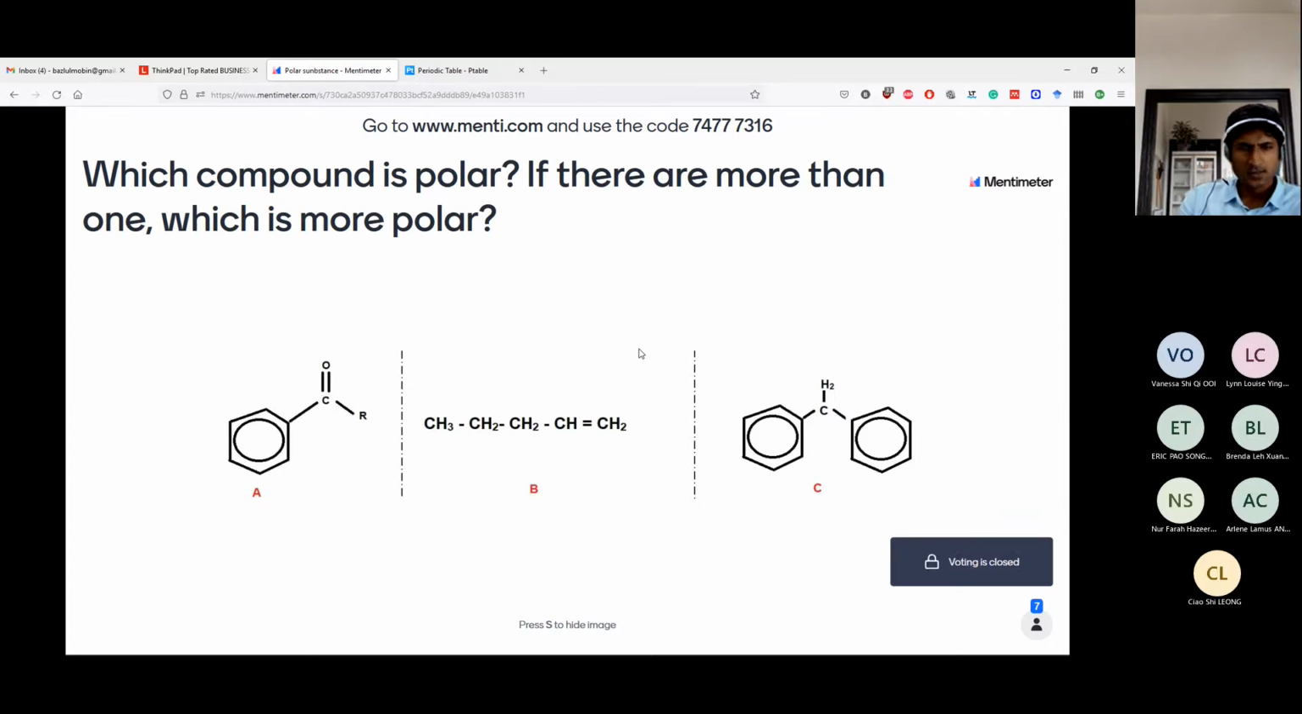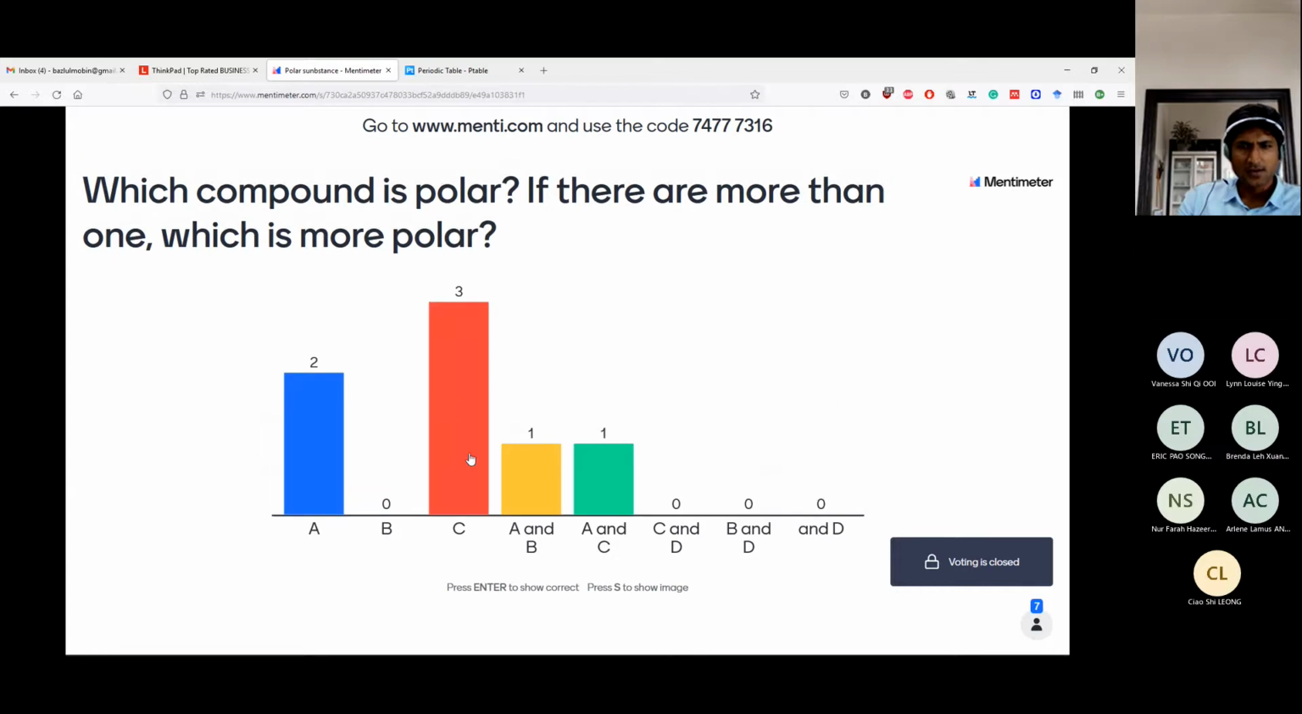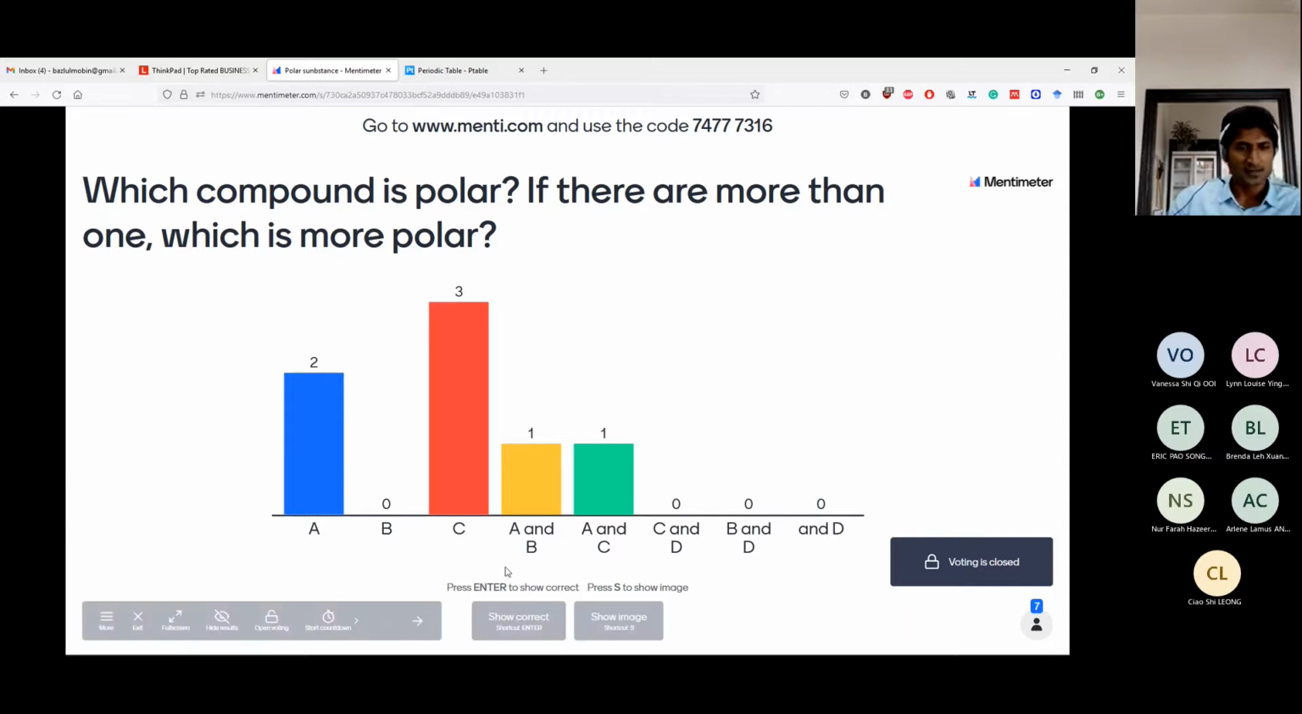Right, so let's see. Two of us, quite good. The spectrum, I like it. 2 of us said that A is the most polar, or which compound is polar if there is more than one, which is more polar. So 2 of us said A, 3 said C, 1 said A and B, 1 said A and C. It's quite a good result.